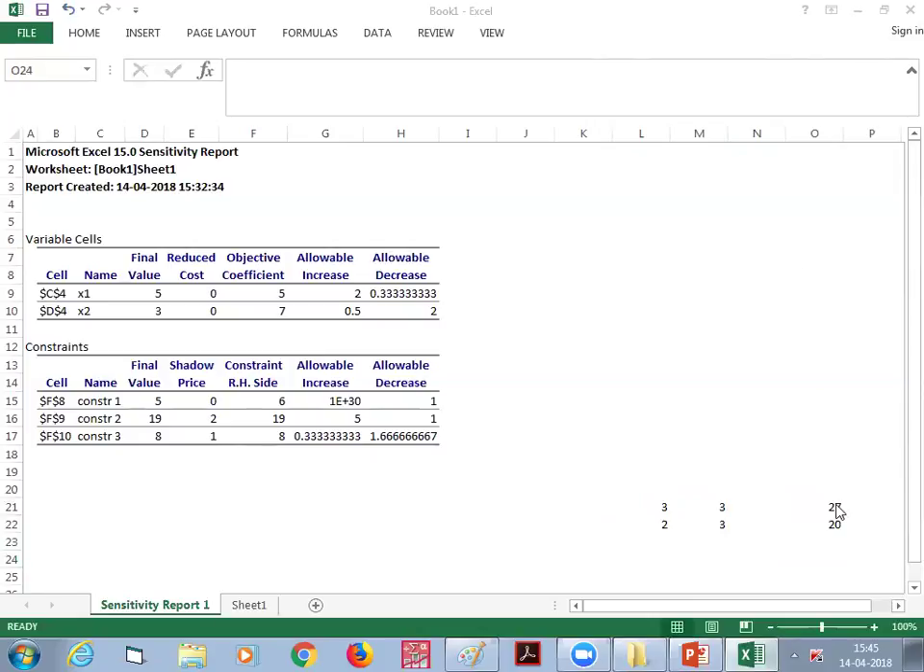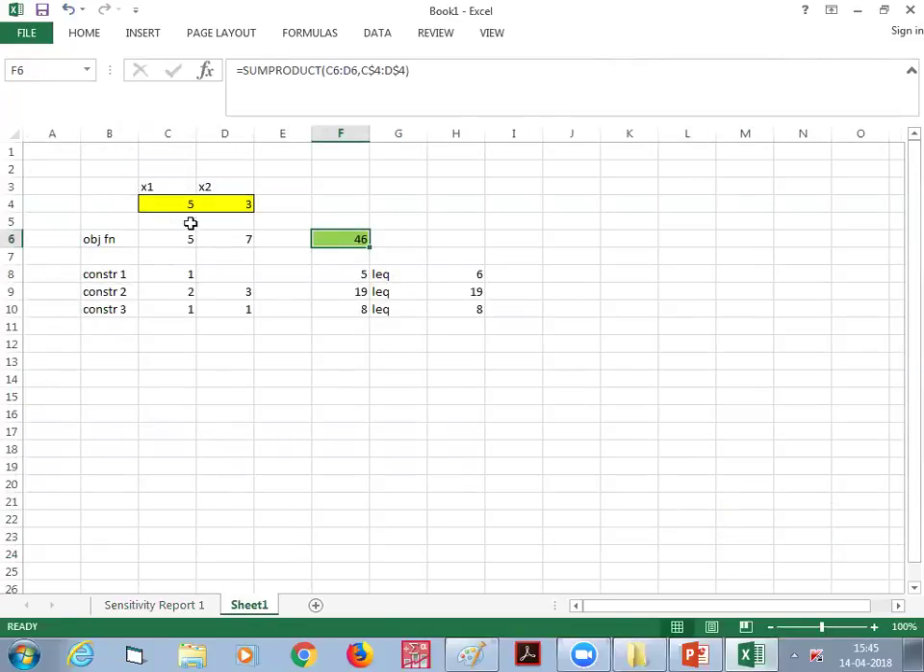Oh, 8. Okay, sorry. x1 is 8. So here will be 24, right? Sorry, and this will be 19. So now what will it become? 4, 4, right? So now the solution is 4, 4. And when we put 4, 4 here, 4 times 5 is 20, 4 times 7 is 28. It will become 48. So what is the dual value? 2. Yes?